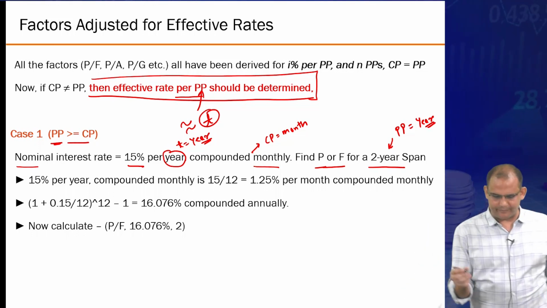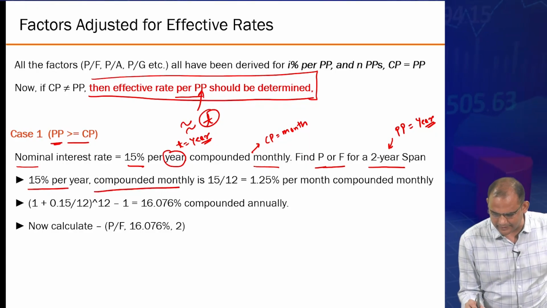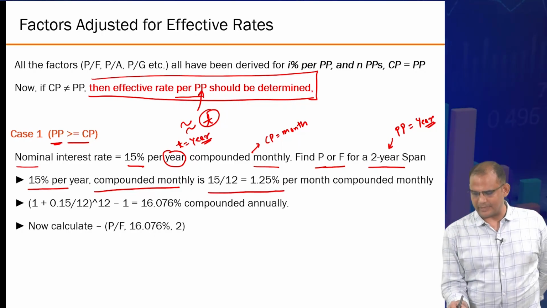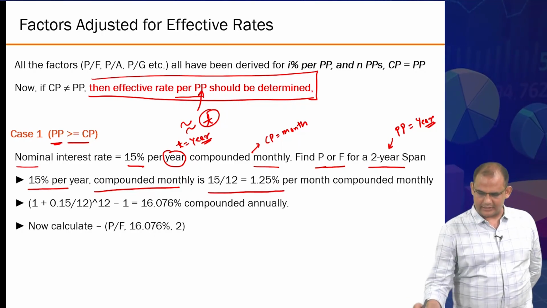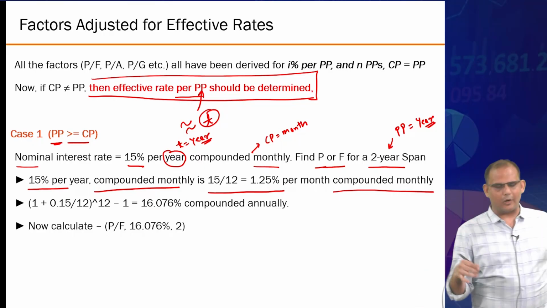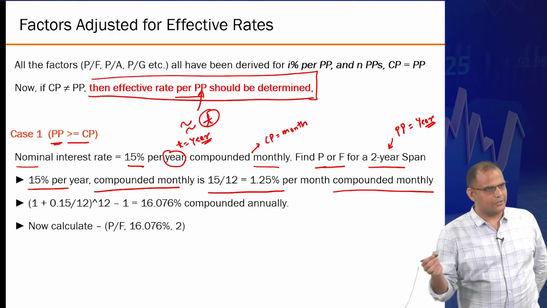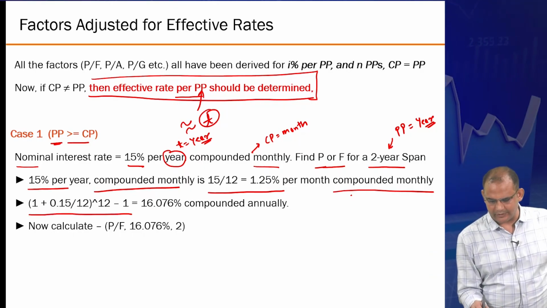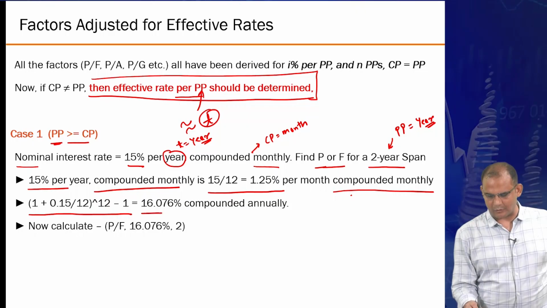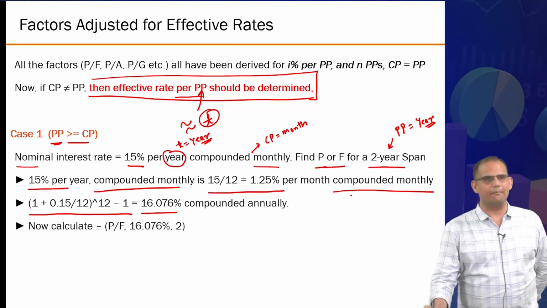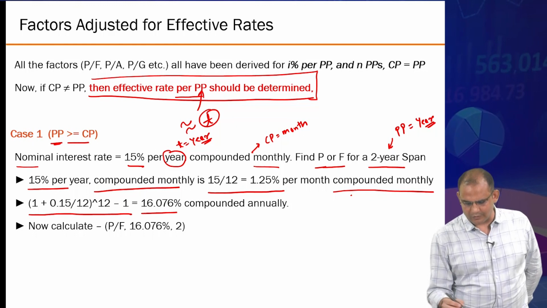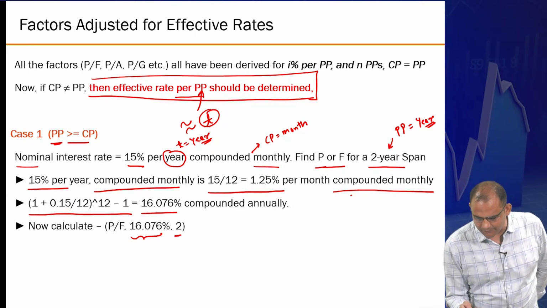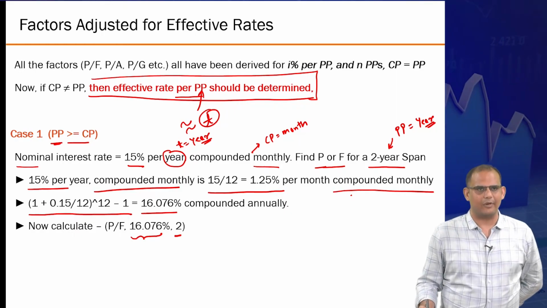So how do you do the transformation? 15% per year compounded monthly. So your effective interest rate per month is 15 by 12, which is 1.25% per month compounded monthly. Now you want to calculate on a yearly transaction. So you can convert this rate to an effective annual rate using the formula, which comes out to be 16.076% compounded annually. Now, since you want to use the P by F formula, this rate you have used and the number of periods you have defined as 2, which is the number of years.